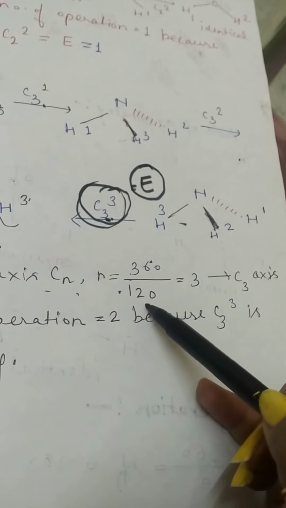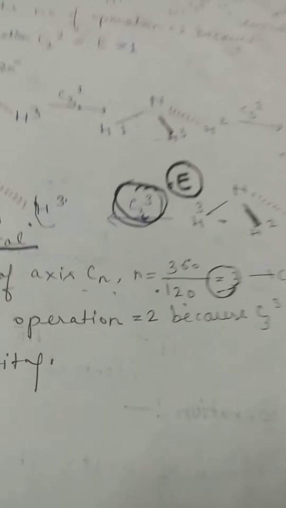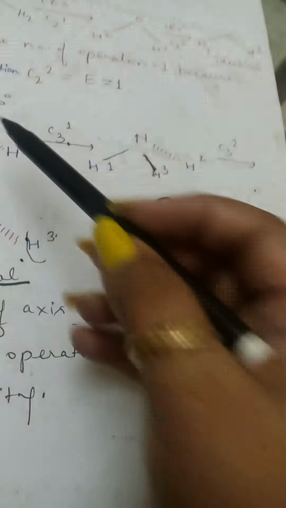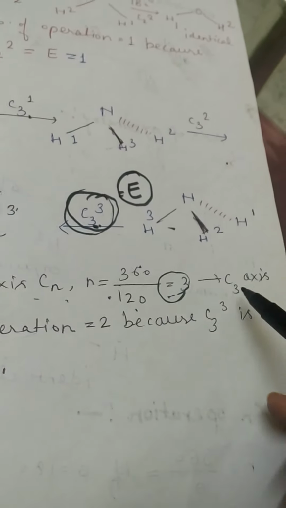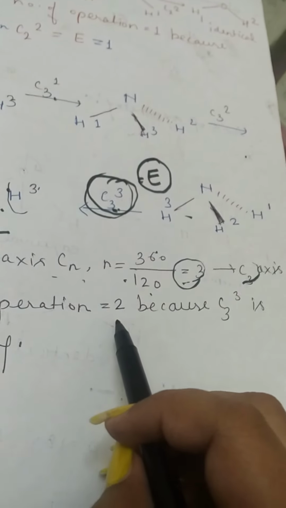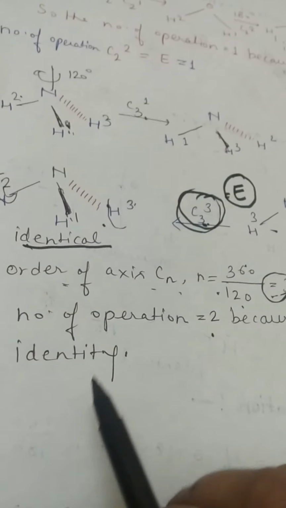The order of the axis n is equal to 360 by 120. This is equal to 3. If we have to calculate the order of the axis, then you can just divide 360 degrees by 120. So this one is C3, and the number of operations is 2, because C3 cubed is identity.